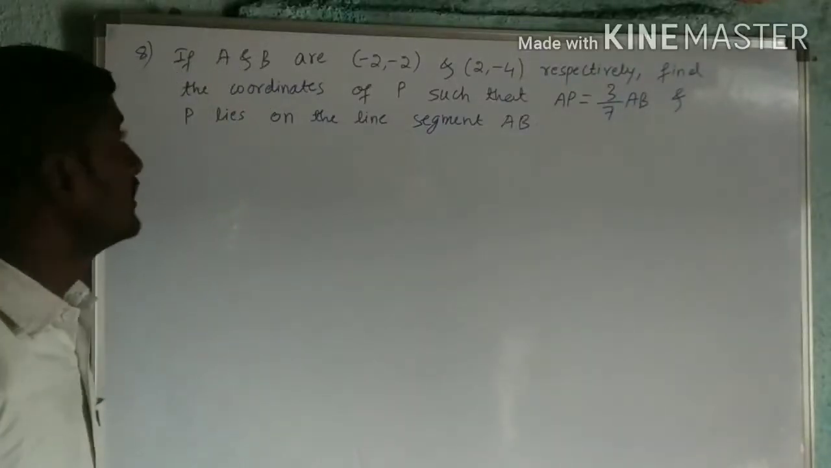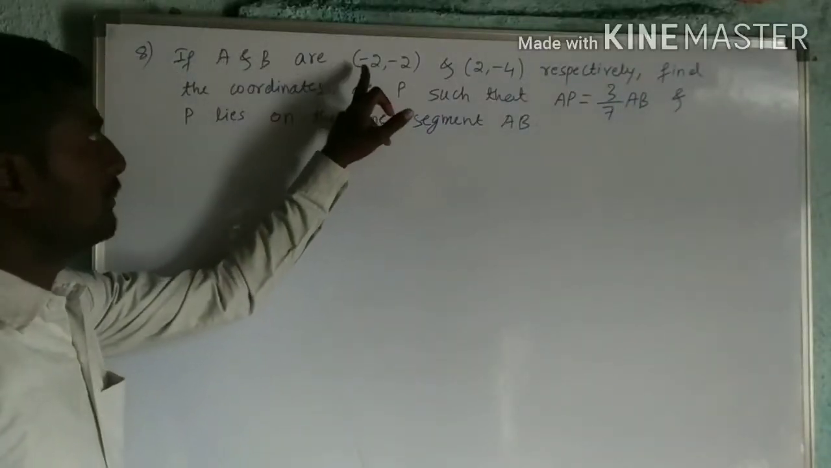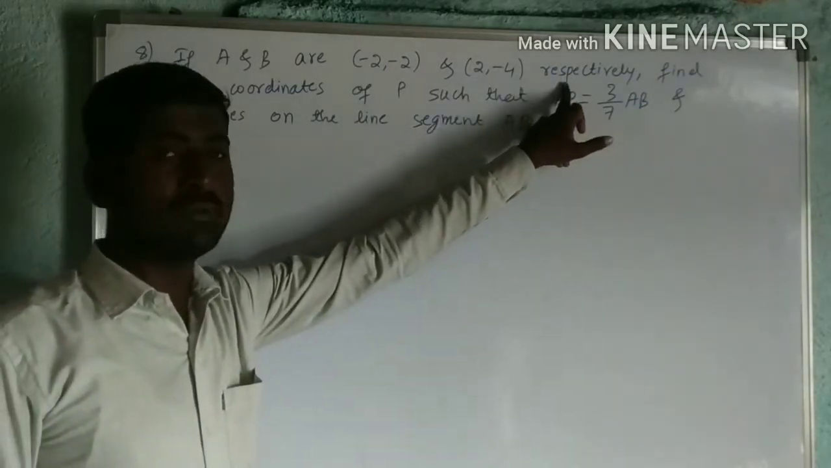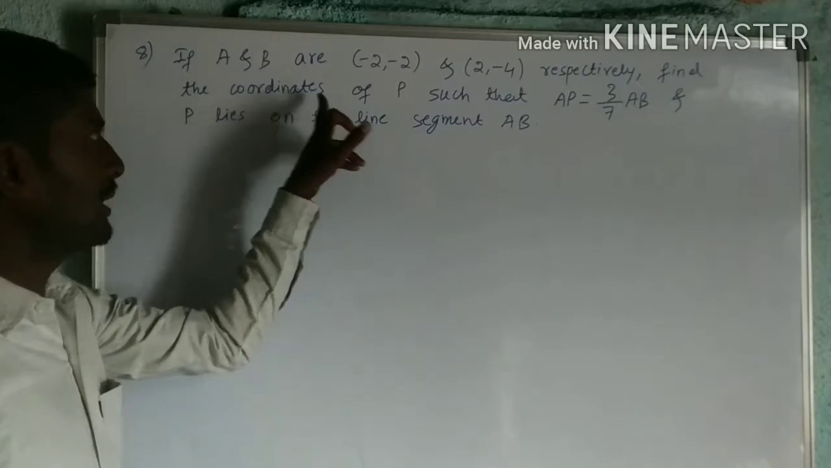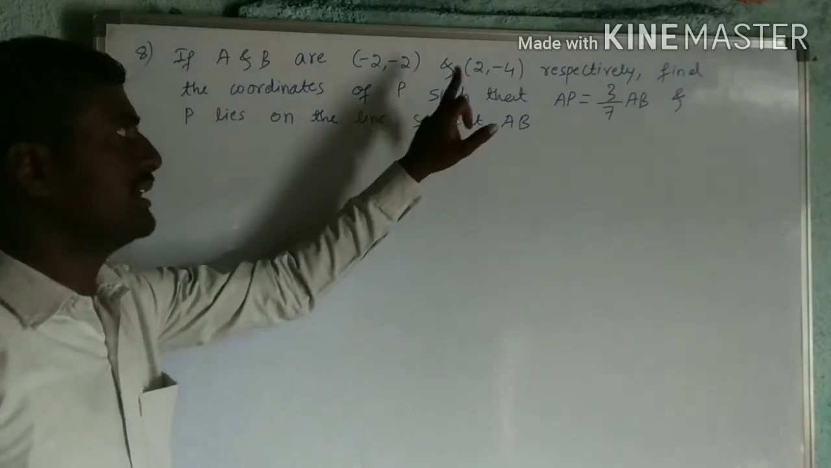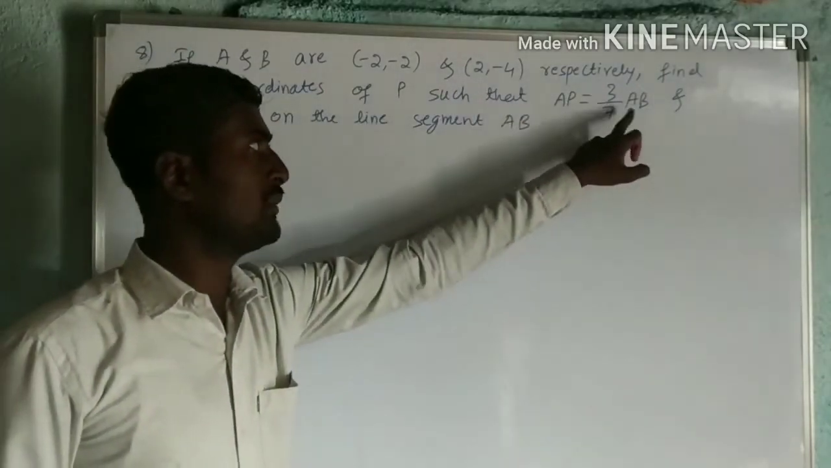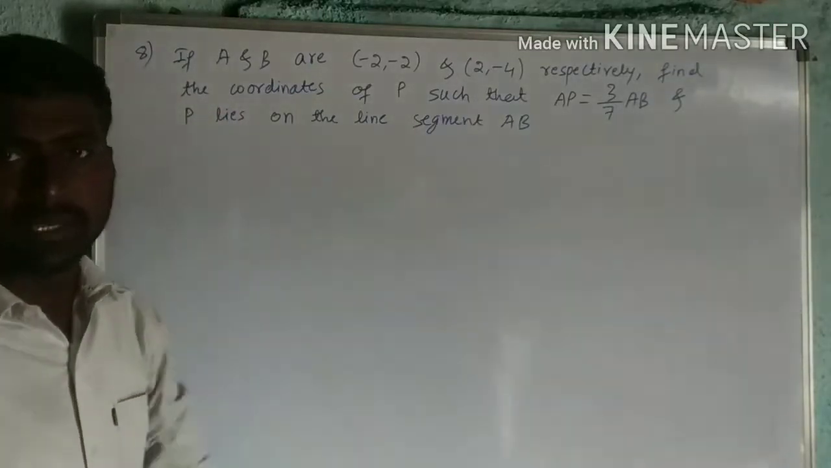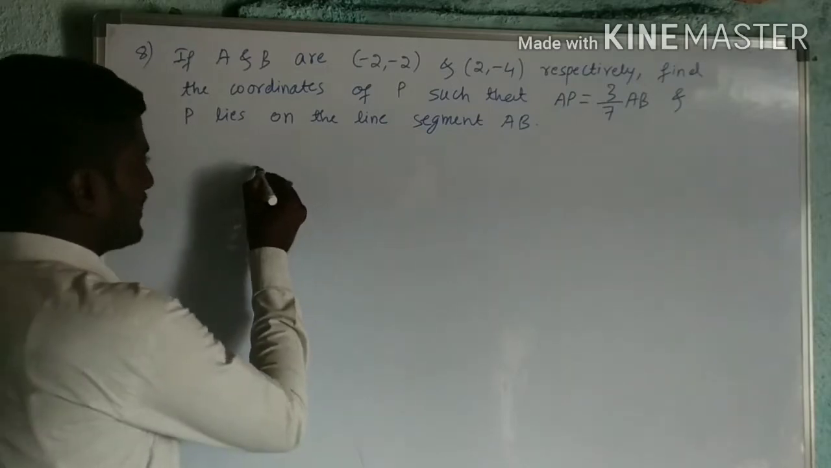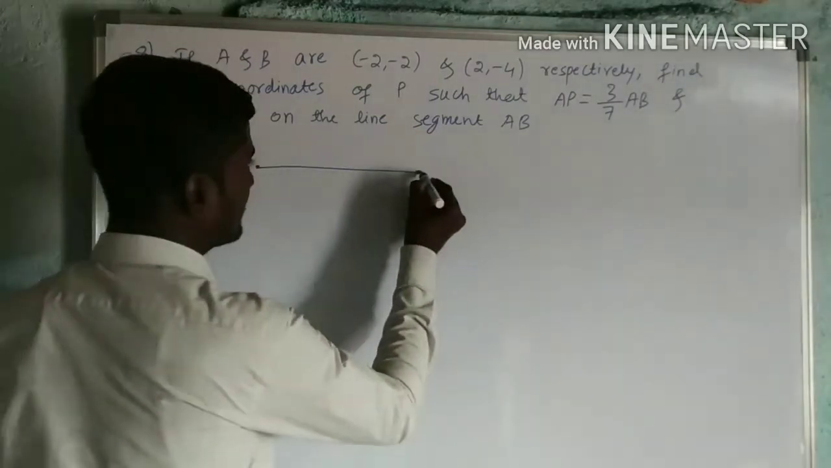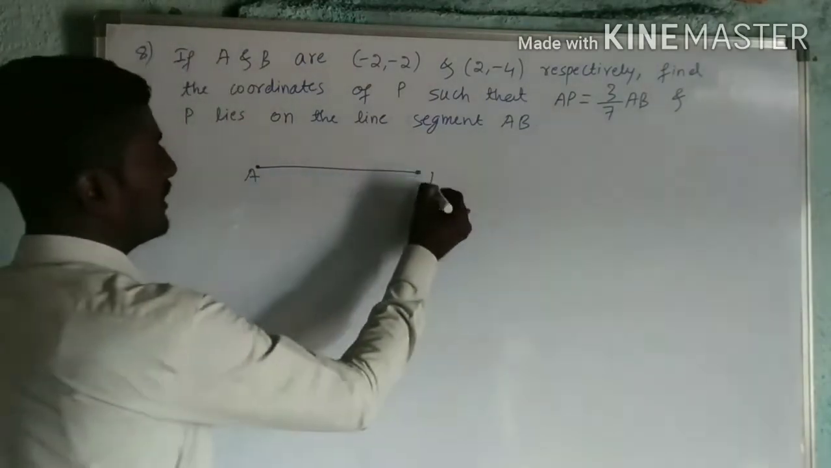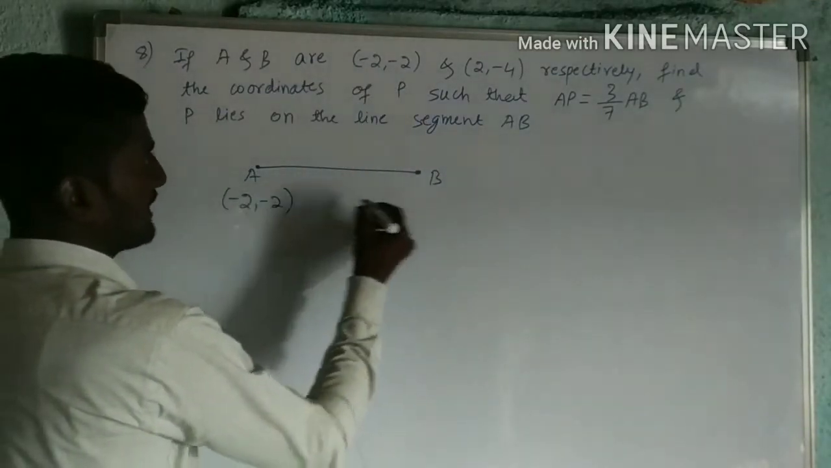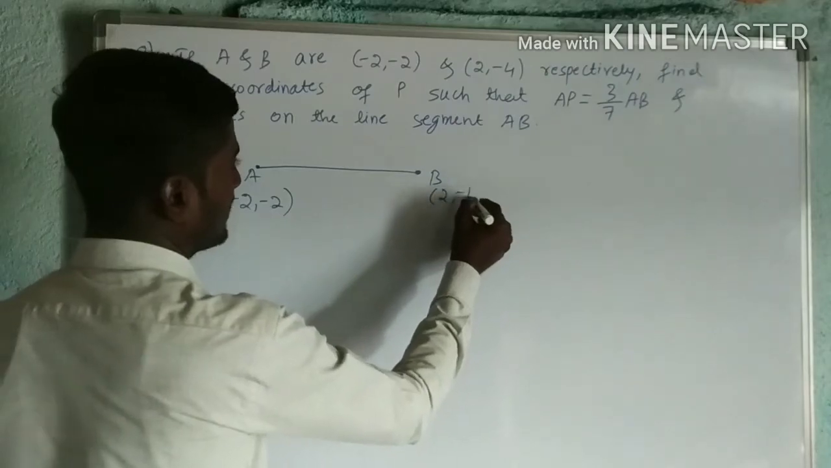Eighth question. If A and B are (-2, -2) and (2, -4) respectively, find the coordinates of P such that AP is equal to 3/7 AB and P lies on the line segment AB. There is one line segment AB. So let us take this as the line segment AB. So first point A, that is (-2, -2). Second point B, (2, -4).